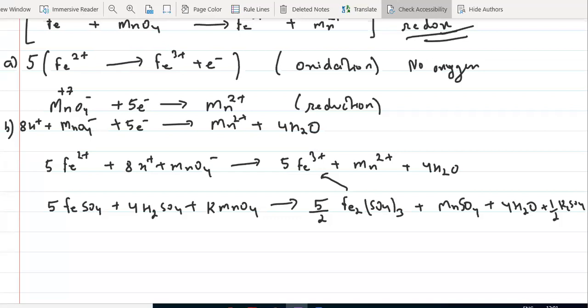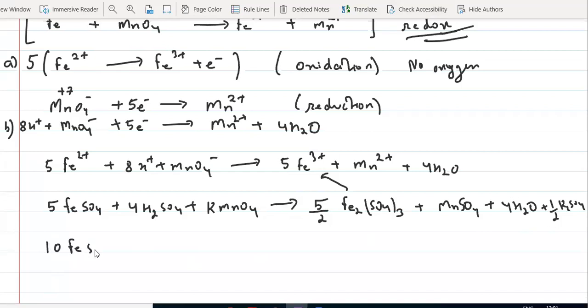Clear? So this is your balanced reaction. But it doesn't look good when we have half in the denominator. So what should we do? Either you can leave this, which is also correct, but it doesn't look good with half in the denominator. So we should multiply by 2. If you multiply the whole reaction, every term, by 2, what should we get?